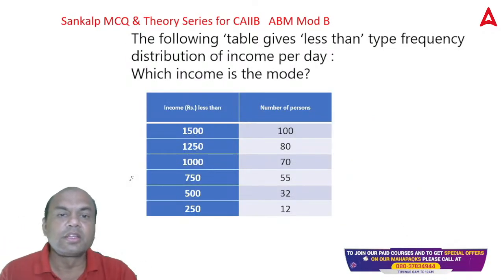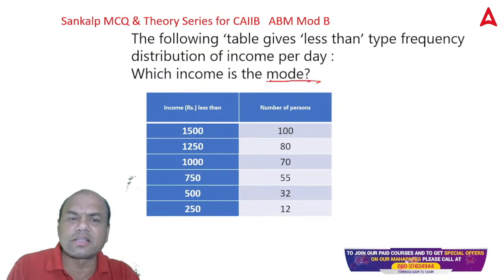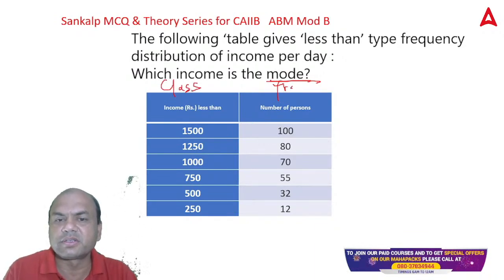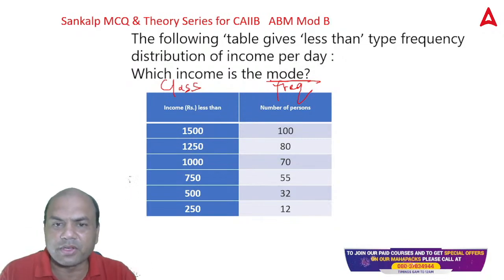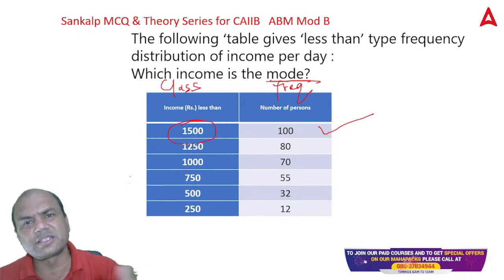Next one. The following table gives less than type frequency distribution of income per day. Which income is the mode? So I want the mode now. This is known as the class, and this is known as the frequency. Mode means any class which has the maximum frequency. Which is the maximum frequency over here? 100. So the modal class is 1500. Simple, isn't it? In exam, if you get such numericals, it is just a cakewalk for you.